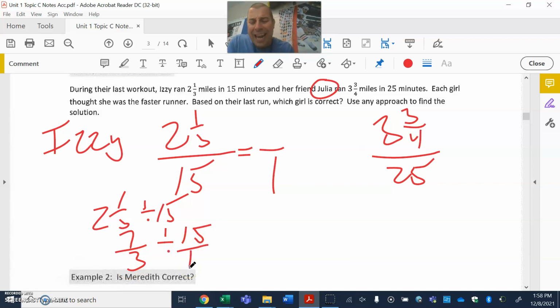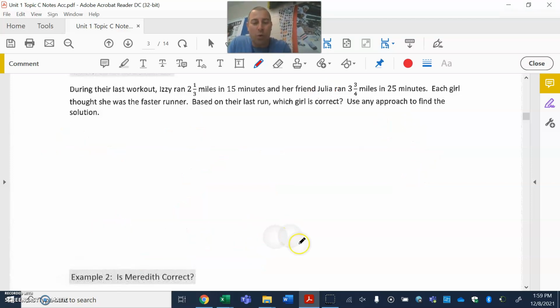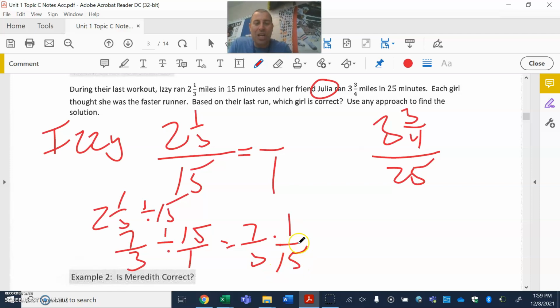Resist the temptation to do cross division. I know you want to do the cross division, but it's not there. So don't. We have to rewrite it. So that's really 7/3 times 1/15. No cross division, so we get 7/45. So 7/45 of a mile in the 1 minute.